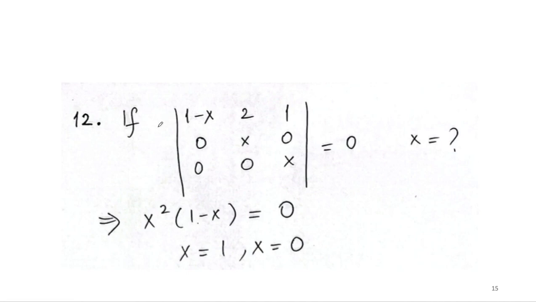Another problem, again with the determinant, and you are asked to solve for x. Remember, below the diagonals are 0. So that means I can multiply the diagonal terms to calculate this determinant. If we multiply the diagonal terms, we have x times x squared, that times 1 minus x, equals 0. And from here, this can only be satisfied at x equals 1 or x equals 0.